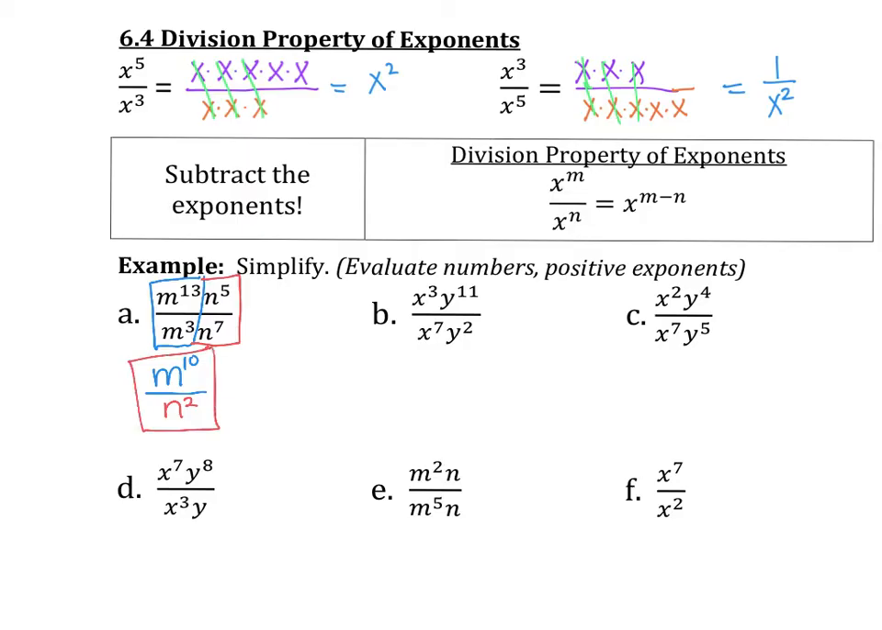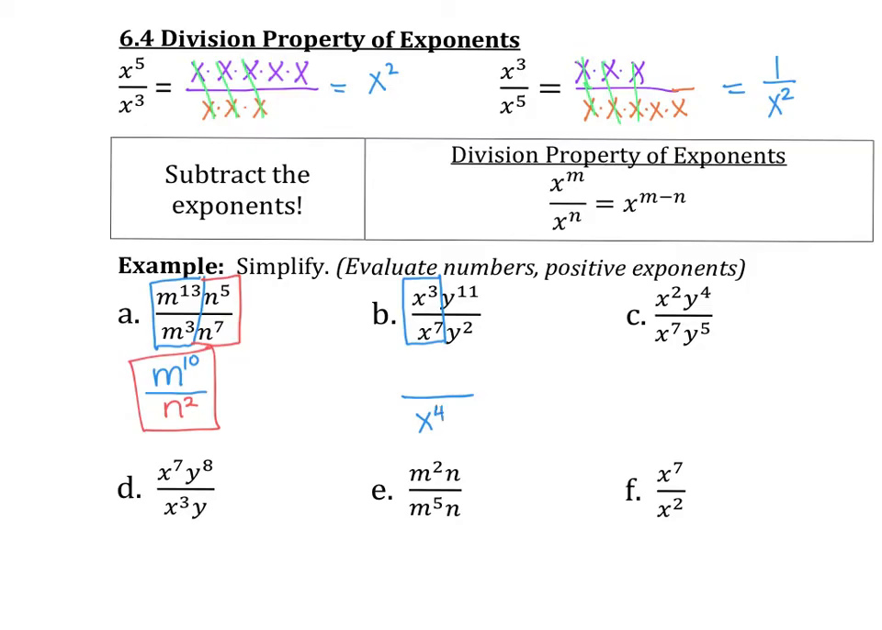x to the third, y to the 11th over x to the 7th, y to the second. Okay, and I'm going to compare common bases first. So first, let me look at the x's. Are there more at the top or bottom? More at the bottom because there's a higher exponent at the bottom. I have 7 at the bottom, 3 at the top, which means I'm canceling out 3. 7 minus 3 leaves me with 4 at the bottom.